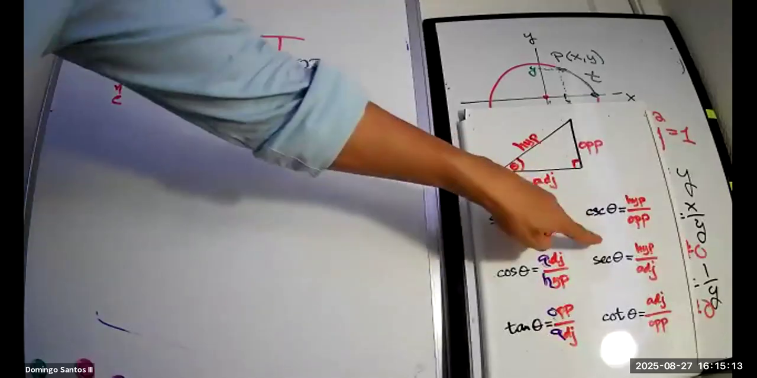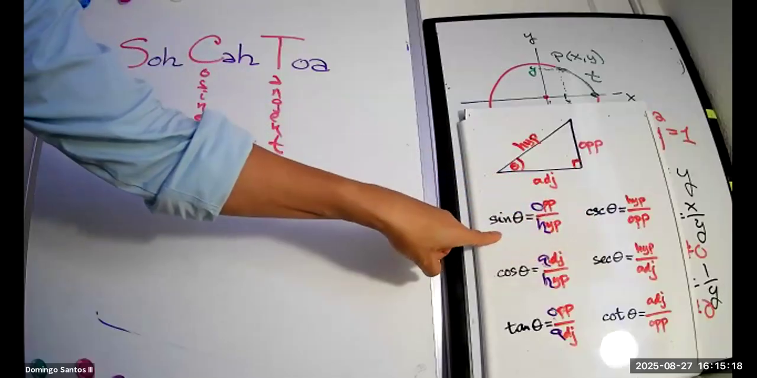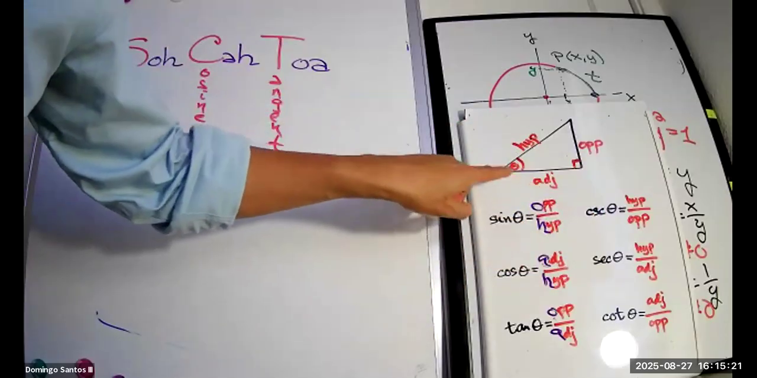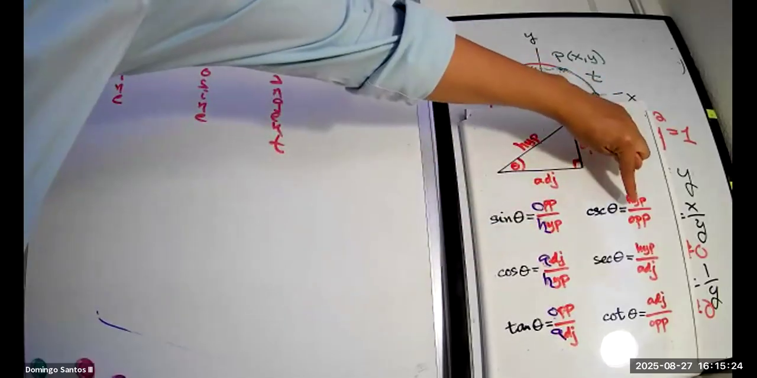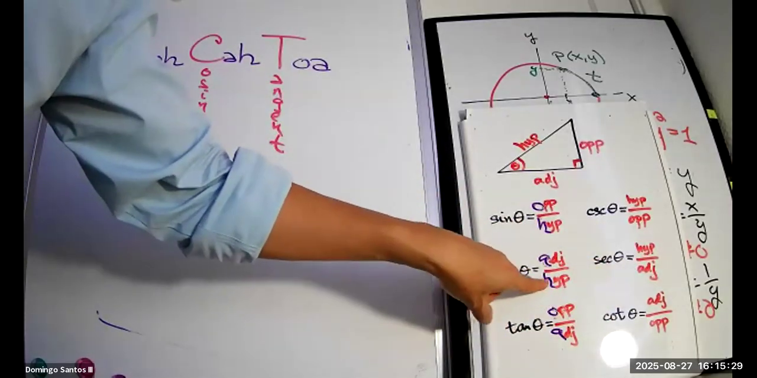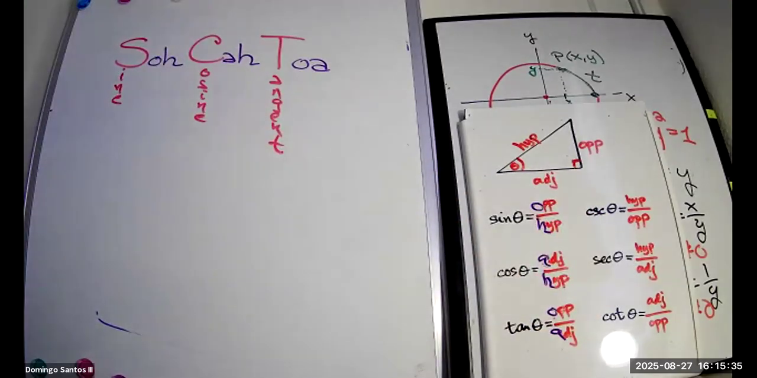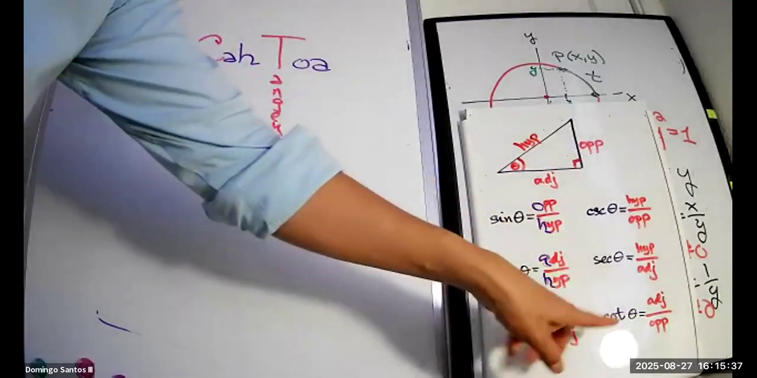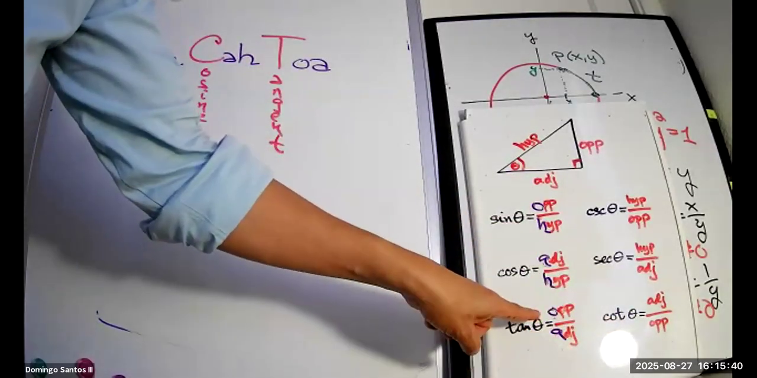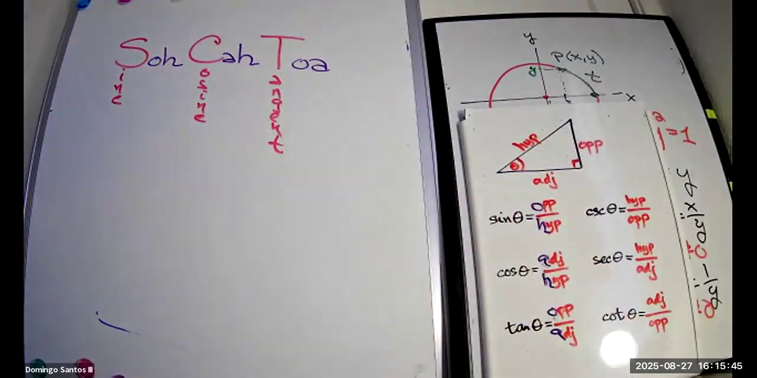And of course, cosecant, secant, and cotangent are the reciprocals of these ones. Cosecant is the reciprocal of sine, so you just invert it: instead of opposite over hypotenuse, you have hypotenuse over opposite. Secant, the reciprocal of cosine, is hypotenuse over adjacent. Tangent and cotangent are reciprocals of each other, so opposite over adjacent becomes adjacent over opposite for cotangent. This is the mnemonic that you may want to remember.